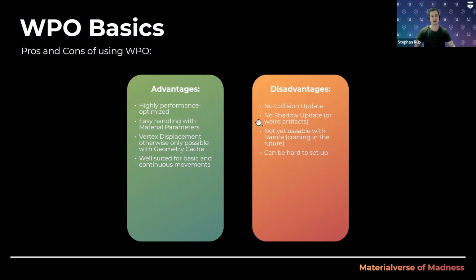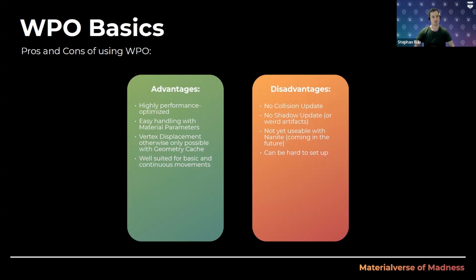The disadvantages are there's no collision update, because the collision happens on the CPU and the world position offset happens on the GPU. Also, the shadows don't update. Sometimes they do, sometimes they don't, and sometimes they just make weird artifacts. So really know your limits with this.